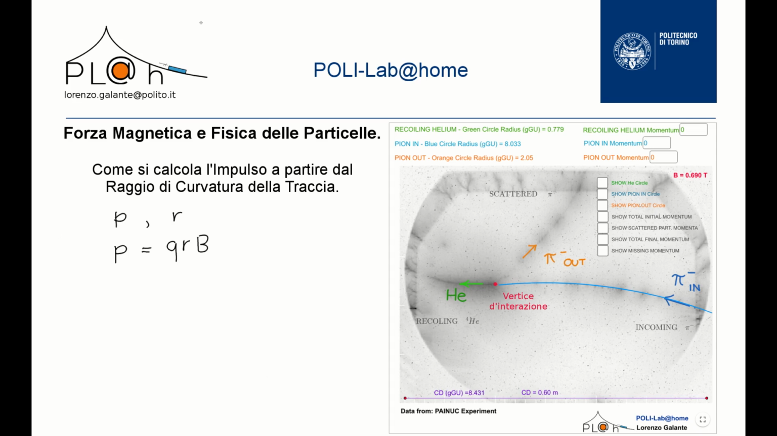We are assuming that the magnetic field is uniform and perpendicular to the plane of the picture. Furthermore, we are assuming that the energy losses of the pion, and thus the velocity losses due to ionization, are negligible.